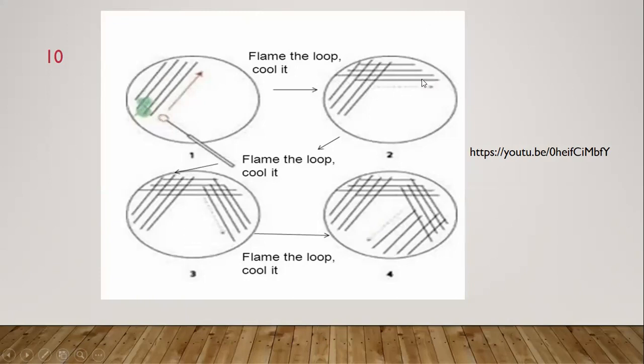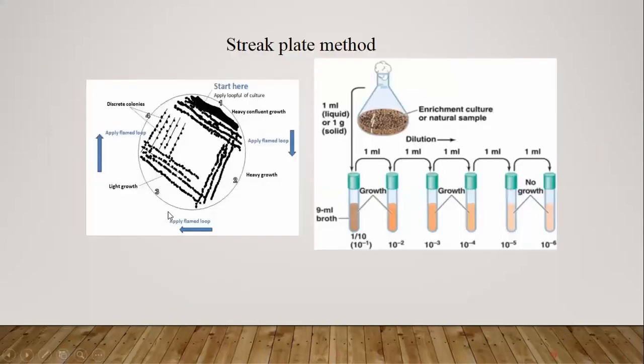So why is this done? The first row is parallel, then this is the second, then this is the third. What is the reason behind that? The first streak contains more of the culture than the second, so here it gets diluted. Then the second contains more than the third, and so on. The last streak contains a very thin culture, and here you get the isolated colonies.